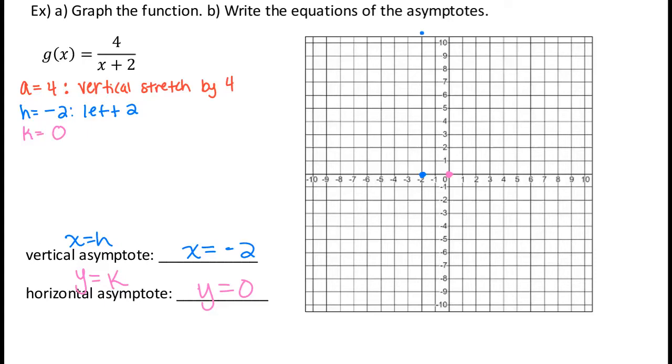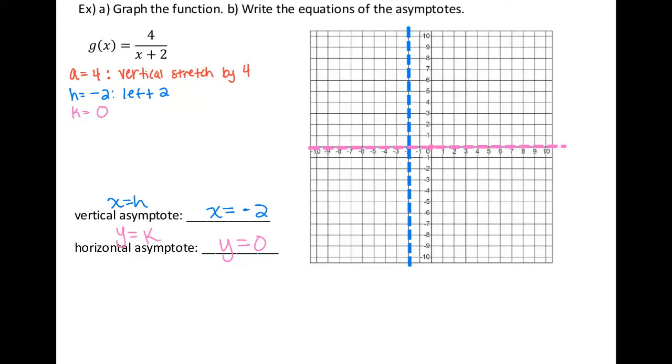All right, so vertical at -2, the horizontal at 0. All right, then my two coordinate points are 1, 1 and negative 1, negative 1. And then I'm going to take those two coordinate points.